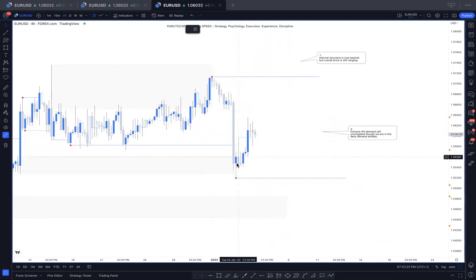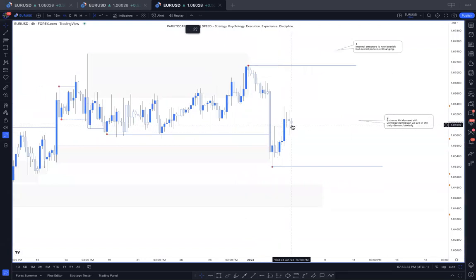So price made a low here, pulled back up, then returned down, and then broke that high. So that's an internal change of character. So we've drawn that out and we know where we are with respect to that.